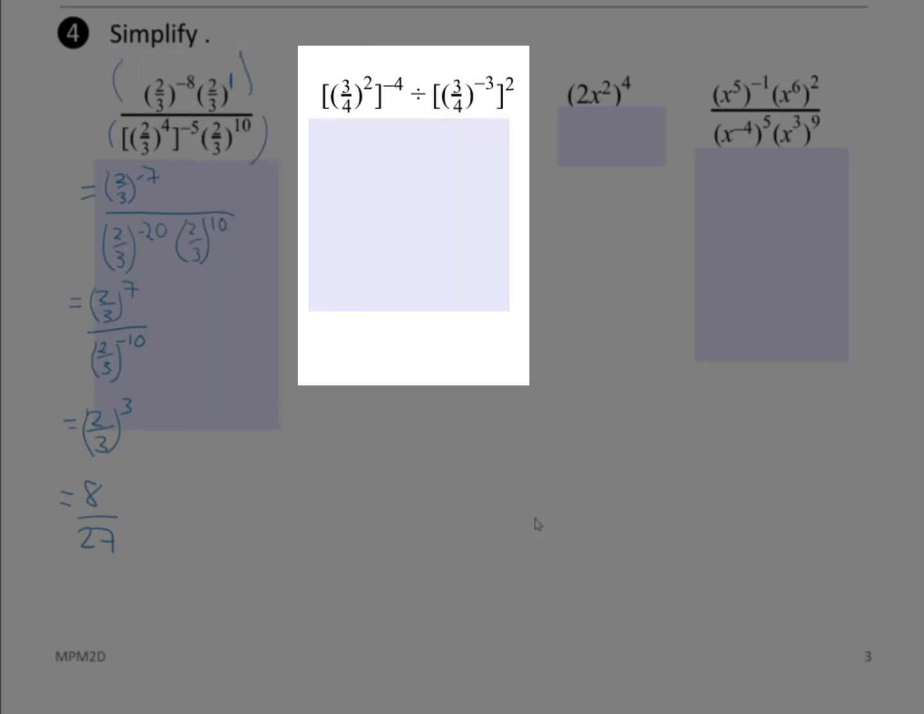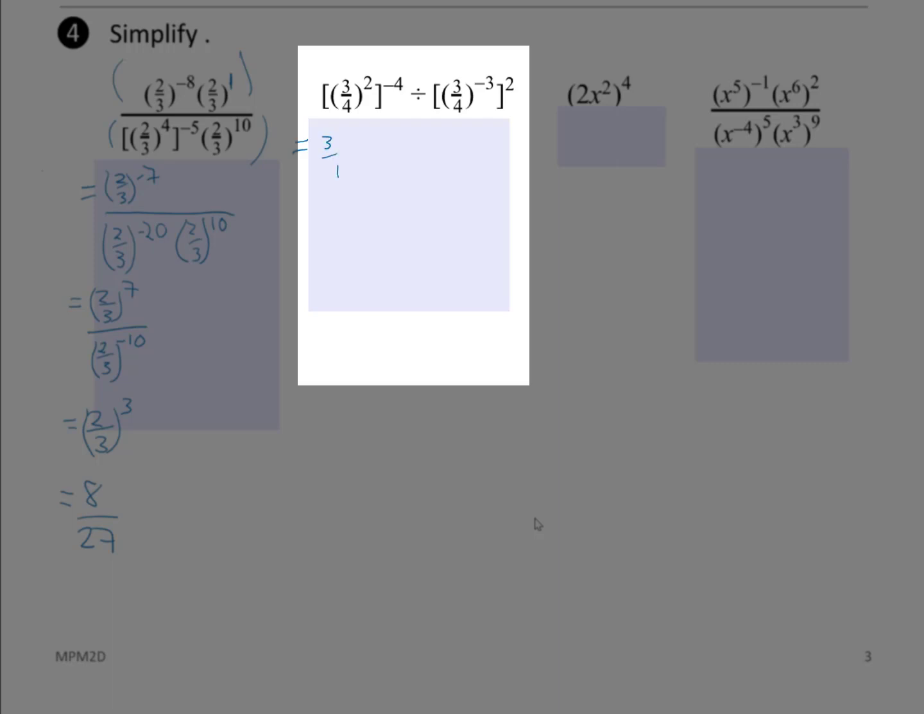All right, next question. There's a lot going on. We're dividing. We have 2 separate terms. We're going to deal with the first term, then the second term in the first step, and then we'll deal with the division, and then we'll deal with everything else that comes after that. So first term, 3 over 4 to the power of 2 to the power of negative 4. It's power of a power, so you multiply.